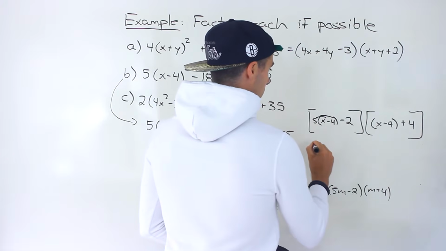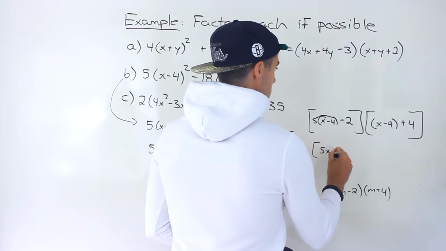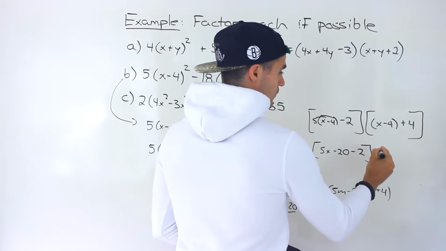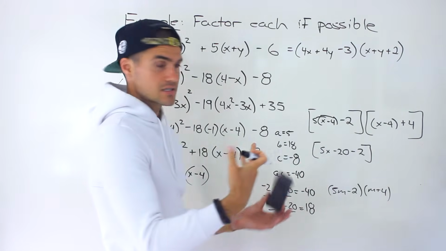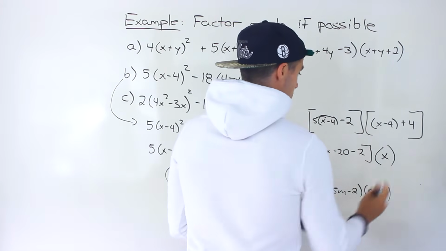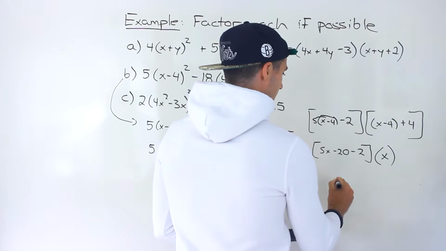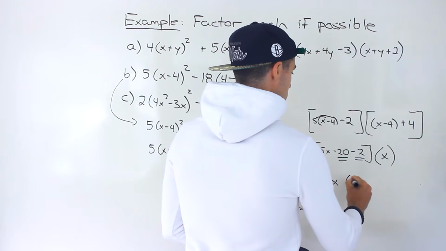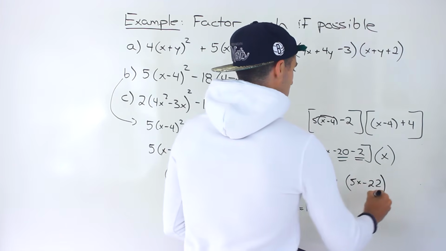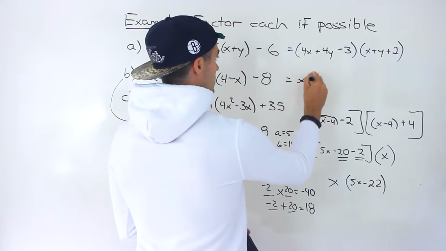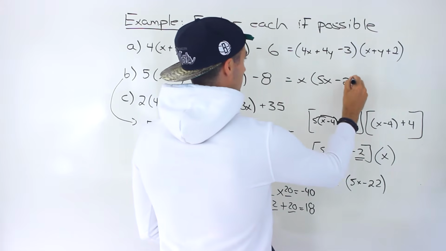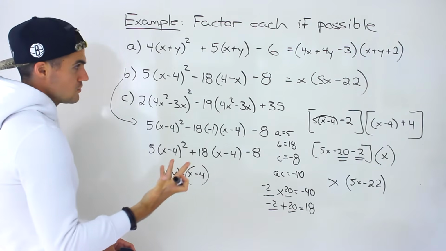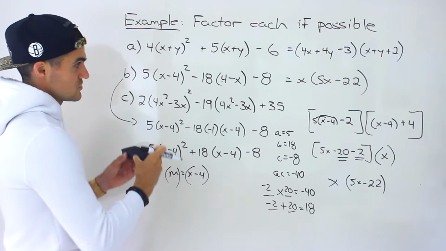So distributing, we'd end up with 5x minus 20 minus 2, and then over here, minus 4 plus 4, those net out to 0, so we actually just end up with an x over here. And so we could bring the x in front. These two simplify to minus 22, so we'll have 5x minus 22. So this would actually end up just being that answer right there.